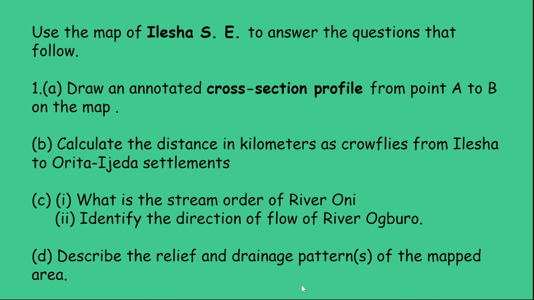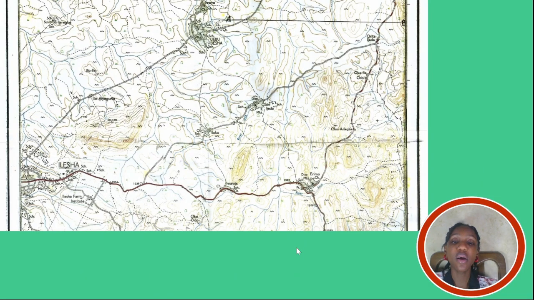Now, if you've been following our previous videos, the term as the crow flies shouldn't be new. In case you're hearing it for the first time, it simply means the distance in a straight line. So now let's get the part of our map that we need. Now let's identify the places Ilesha and Orita Ijeda settlements. Then we draw a straight line connecting them, and then we measure it, and this gives us 25 centimeters. So hence it's always important to take your long, preferably transparent ruler to your exams.